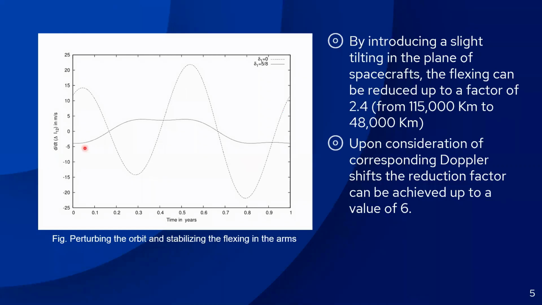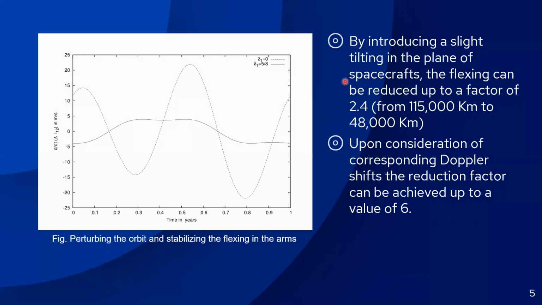So we have also plotted the relative distance, or the difference between two arms, against time. What we see is that if we introduce a delta parameter of 5/8, which equals 0.0118, we get a region where it's almost constant. So we can operate LISA in this region and get good data from the gravitational wave strain.